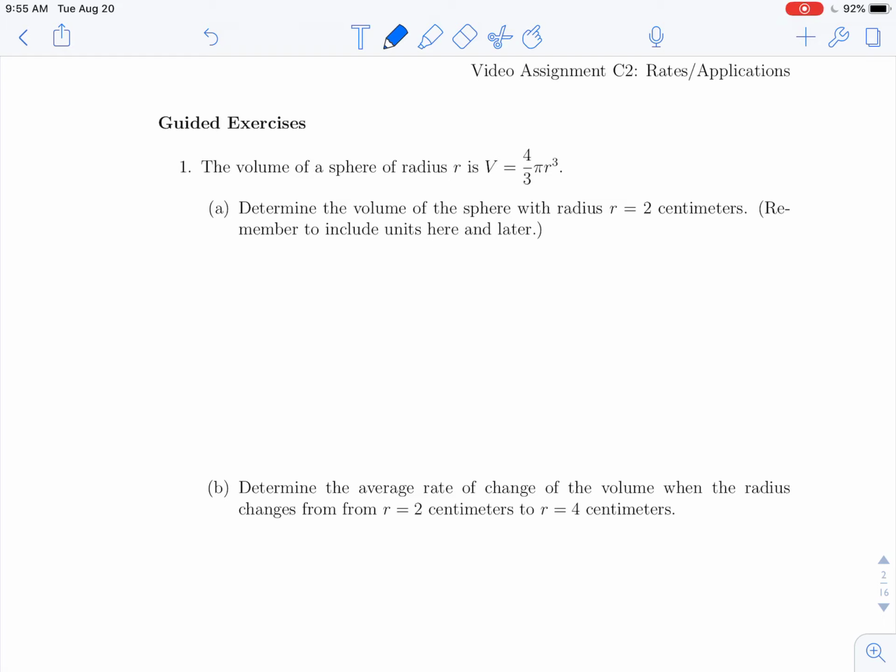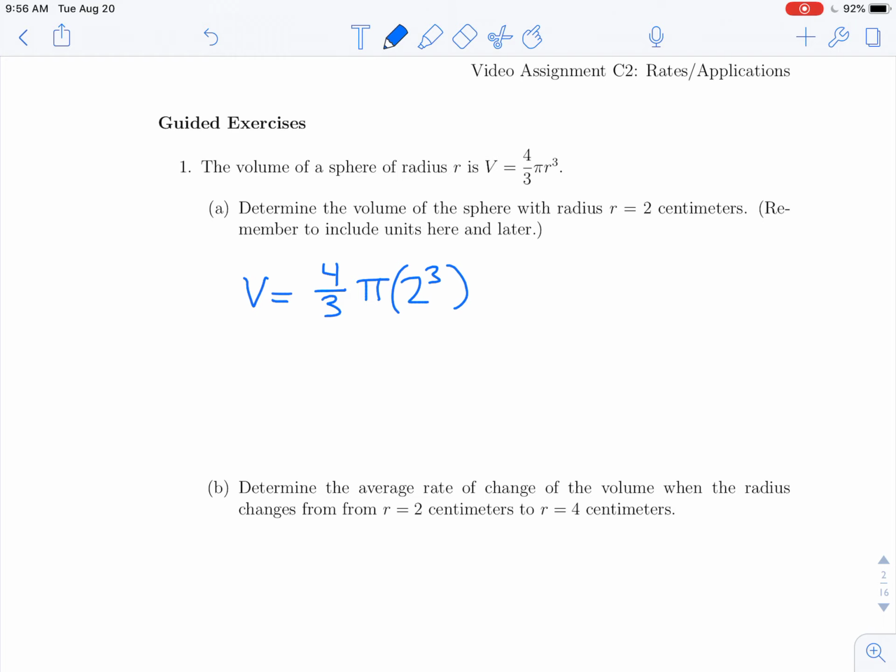Guided exercise number 1. The volume of a sphere of radius r is V equals 4/3 pi r cubed. Part A says determine the volume of the sphere with radius r equals 2 centimeters. Remember to include units here and later. So the volume is 4/3 pi times 2 cubed.